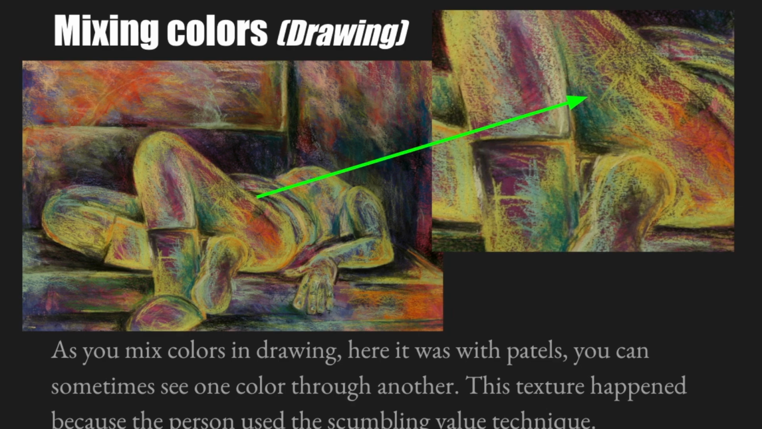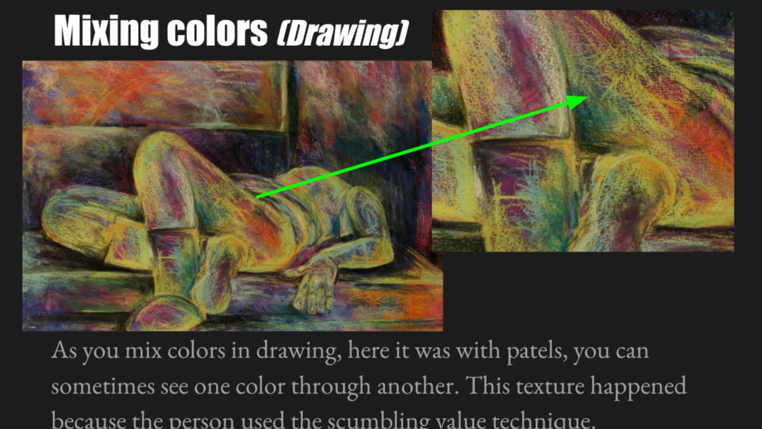In one, you can see a figure drawing that uses a scumbling technique with pastels, which created a texture where you can see one color, red, underneath a yellow. Because the person used the pastel on its side, a texture appeared allowing the previous red the person used to show through. Because this student understood other aspects of color, the texture and color combination enhanced the overall value and illusion of form in this figure.